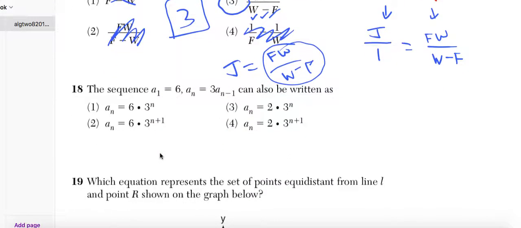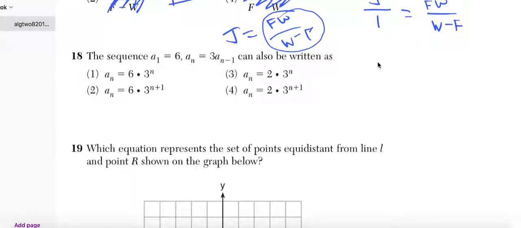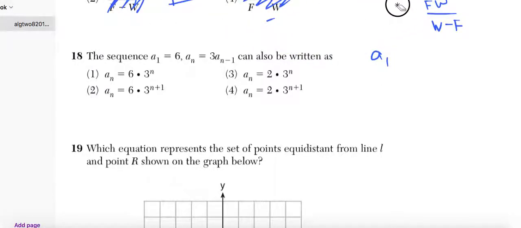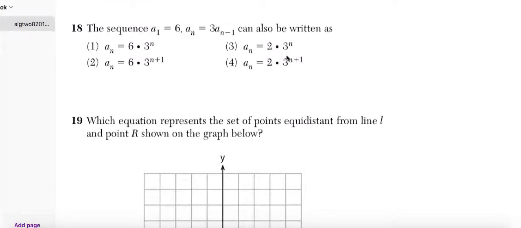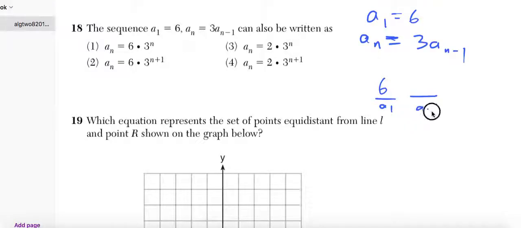Okay, moving on to number 18. The sequence a1 equals 6. I'll use all the space here. So a1 equals 6. That means the first term is 6. And to get the next term, you multiply the previous term by 3. That's a geometric sequence. So it just goes 6 is a1, a2 is 18, a3 is 18 times 3 is 54. So if you look in the reference table, and we did it earlier when we were doing a geometric series, they're saying what's the explicit formula?